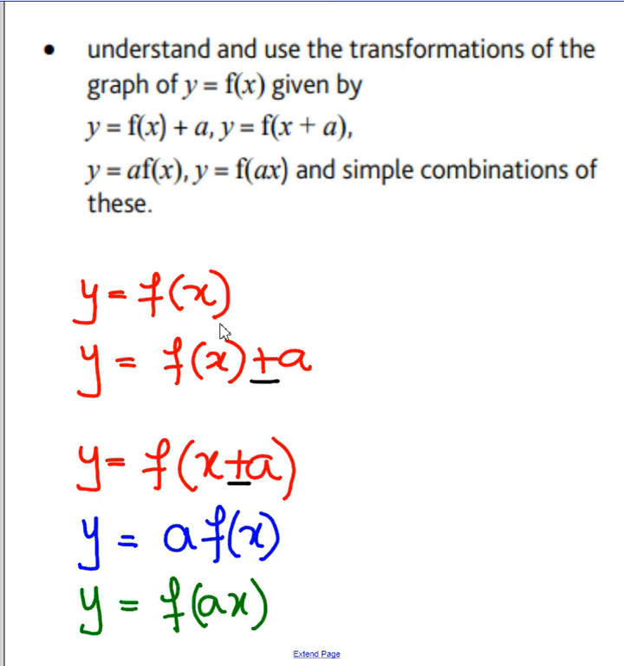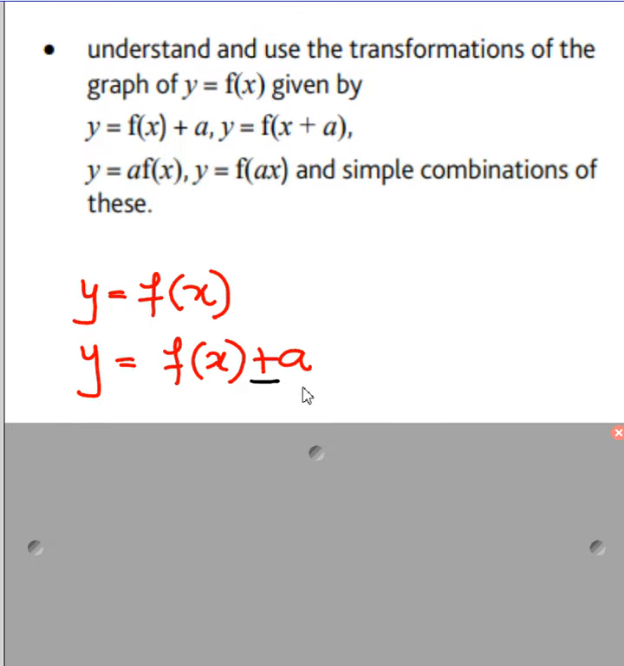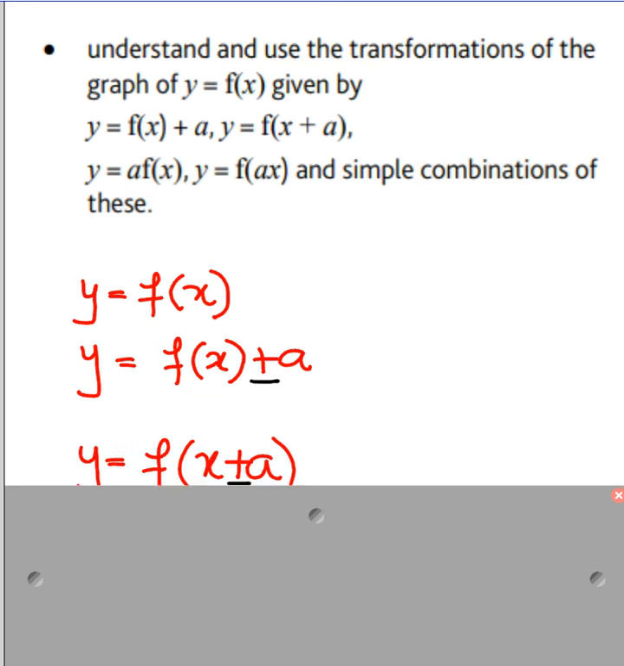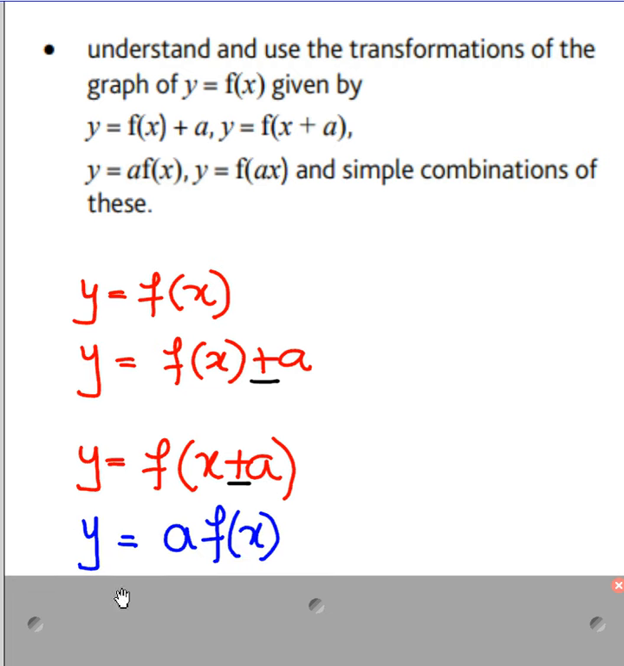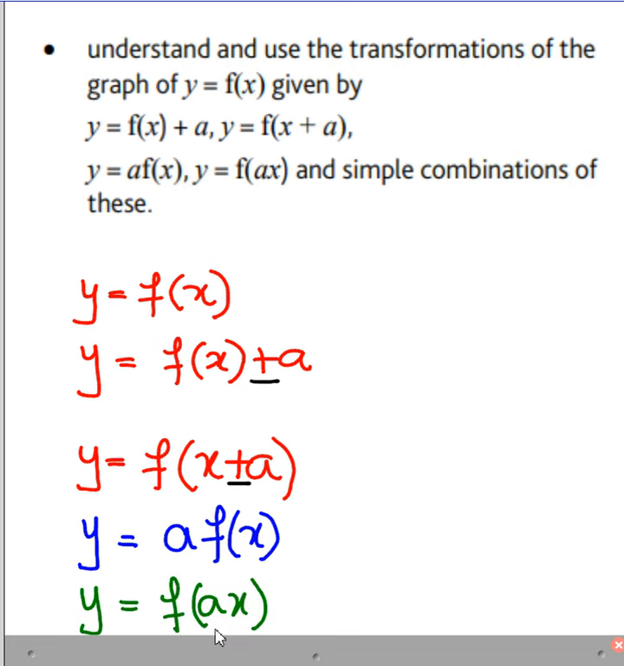So this is the basic function f of x, right? And if you add a constant to it or subtract a constant from it, what is the meaning of it? If you write f of x plus a and f of x minus a, what is the meaning of it? Or if you multiply a function by a constant, a times f of x, what does it do? Or if it is f of a x.